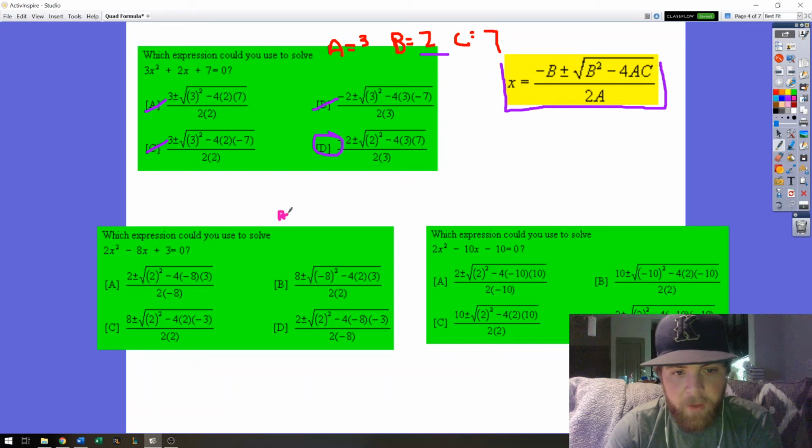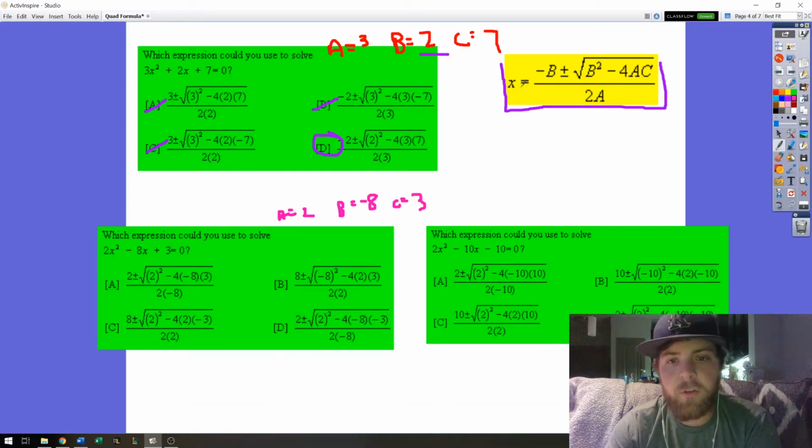Okay, my a value is 2. My b value in this case is negative 8 because it's minus 8x. Our b value is going to be negative 8. Our c value is going to be 3.